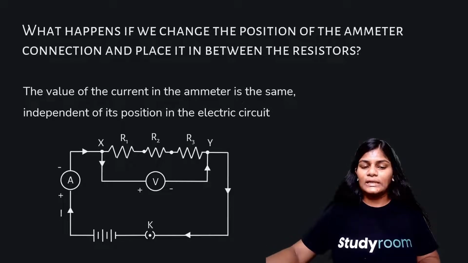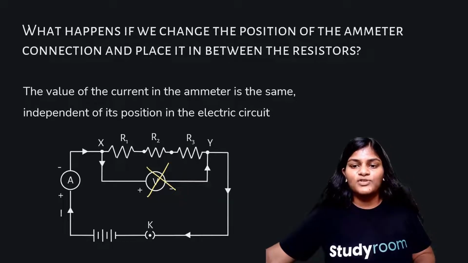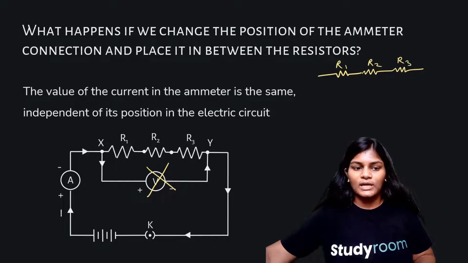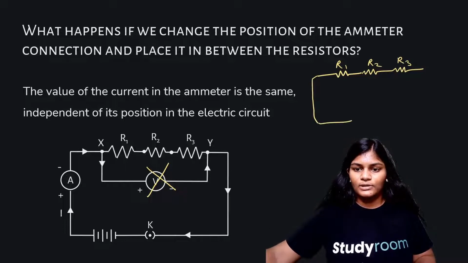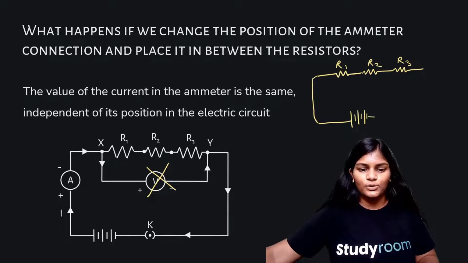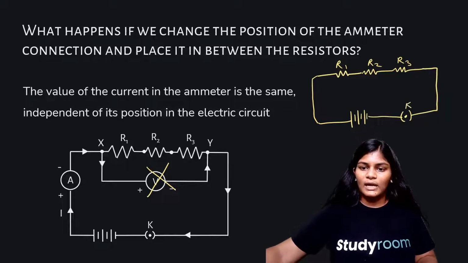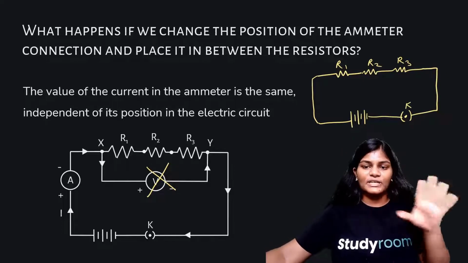Just think about this. If the voltmeter is not here, just think about this circuit like this. This is R1. Here the second one is R2. And the third one is R3. And just think that there is this battery. You can represent it with just one cell also, that's okay. A switch K, or a key K. And I have not connected the ammeter, I'm just taking a basic circuit.